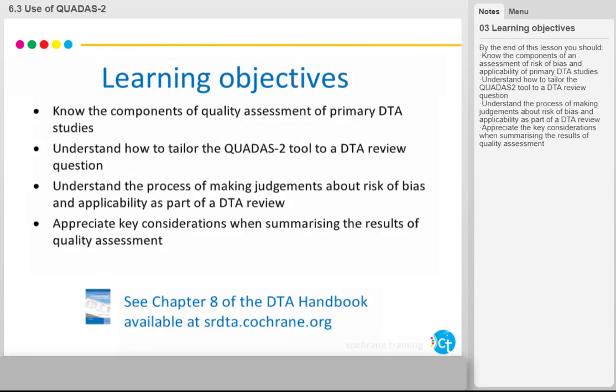By the end of this lesson, you should know the components of an assessment of risk of bias and applicability of primary DTA studies, understand how to tailor the QUADAS-2 tool to a DTA review question, understand the process of making judgments about risk of bias and applicability as part of a DTA review, and appreciate the key considerations when summarising the results of quality assessment.